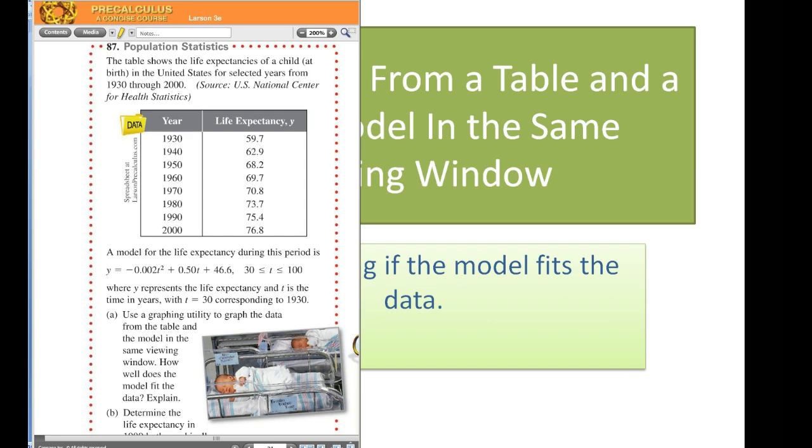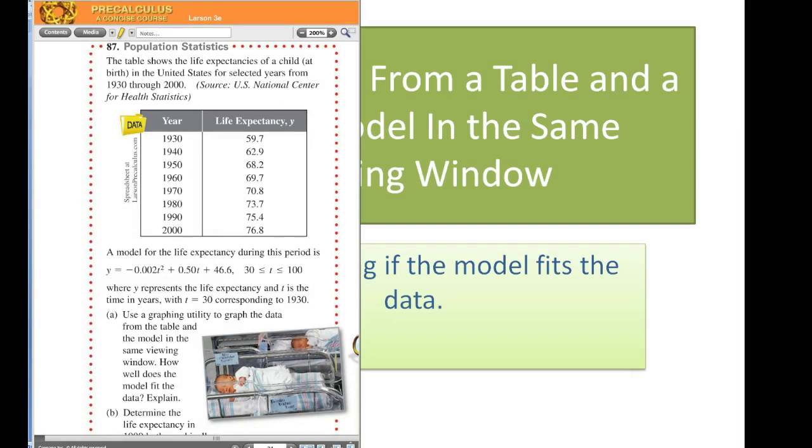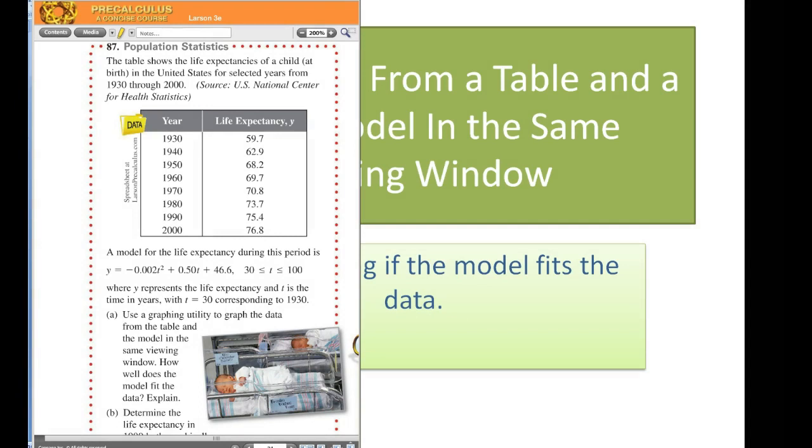The model given, as I said, is a quadratic: y equals negative 0.002 t squared plus 0.50t plus 46.6. Your domain is time t between 30 and 100. So you would set your domain as 30 and 100 inclusive, meaning you include 30 and 100. Y represents your life expectancy, and t is the time in years. T represents 30, and that corresponds to 1930. So when you enter your data into your table, you would enter 30 instead of 1930.